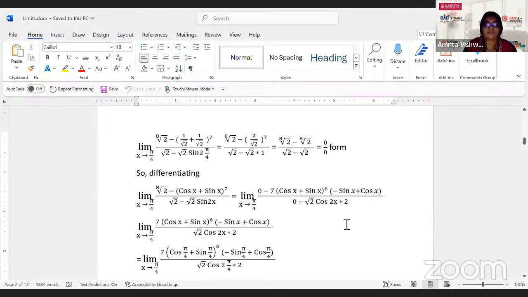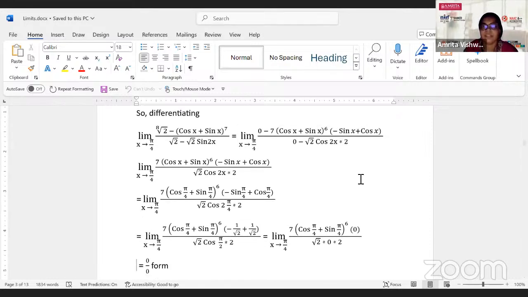8 root 2 minus (1 by root 2 plus 1 by root 2) whole raised to 7, divided by root 2 minus root 2 into sin 2 pi by 2. This becomes 1. So 8 root 2 minus, this is 2 by root 2, it is already 2, raised to 7, so it becomes 8 root 2. Now root 2 minus root 2 is also 0. So we understood that this is of the form 0 by 0. Understanding this logic at the initial point of the question is really important. If you have the form 0 by 0, then you have to start differentiating, applying the L'Hospital rule.